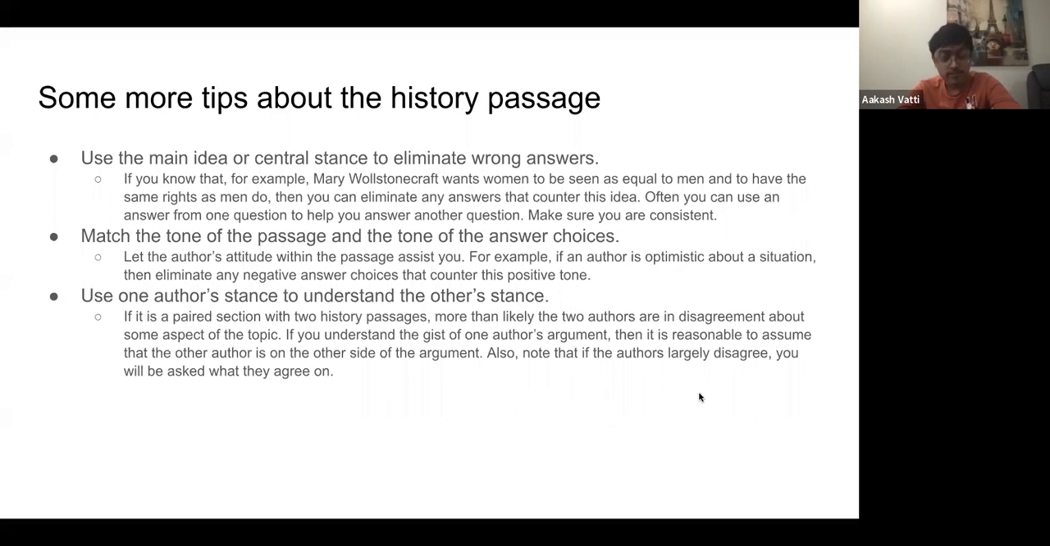If it's a paired section with two history passages, more than likely the authors are in disagreement, as I said in the beginning. When you're given paired passages, you have an author contradicting the other author, and it's a compare and contrast situation. If you understand the gist of one author's argument, then it's reasonable to assume the authors on the other side of the argument will take the opposite stance. And note that if the authors largely disagree, there's usually a question that asks, what do they agree on?